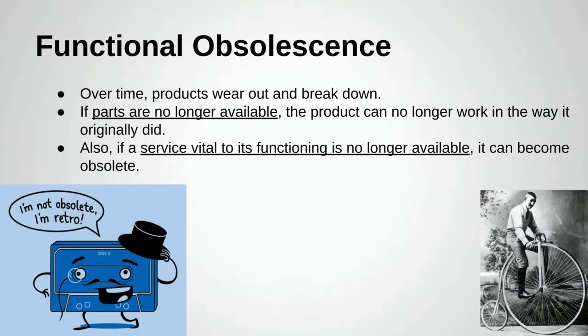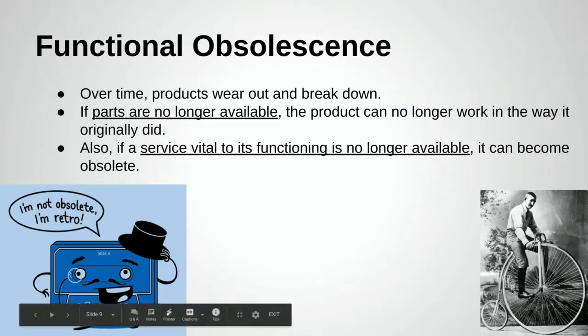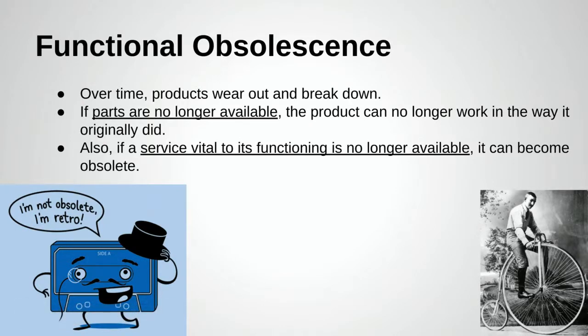Functional obsolescence. Over time, products wear out and break. If the parts are no longer available, the product can no longer work in the way it originally did. Also, if a service vital to its function is no longer available, it can become obsolete. For example, if you ride one of these funky bikes and you get a flat tire, good luck finding a tire that size. Now, my guess is it's not really using an air-inflated tire, but maybe it does. Also, cassette tapes. They're kind of fun, but trying to find a tape player nowadays is a whole lot harder than it used to be. So maybe it is becoming functionally obsolete.